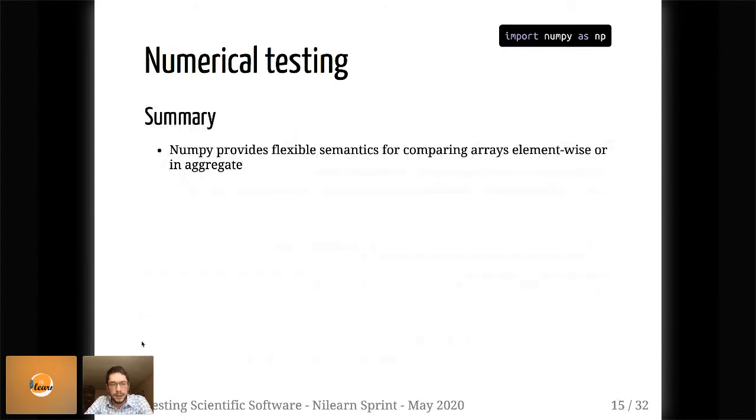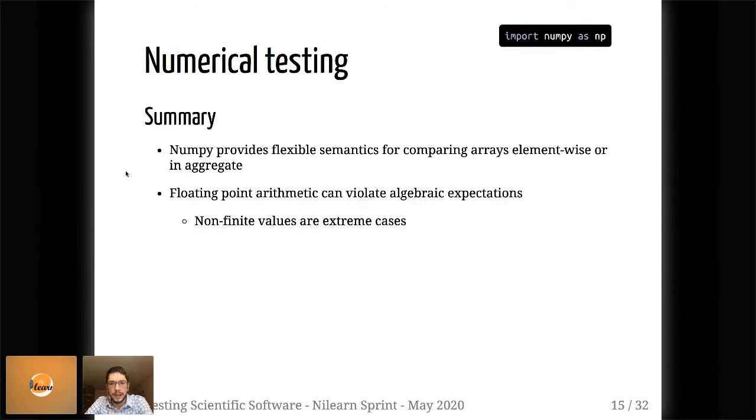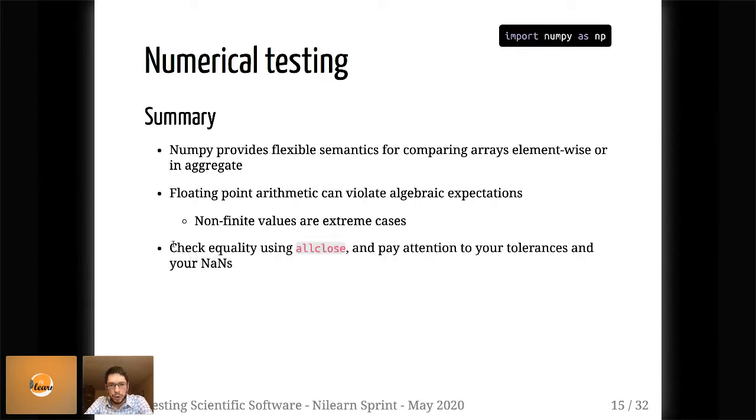So just to summarize the floating point section, NumPy provides flexible semantics for comparing arrays element-wise or in aggregate. Floating point arithmetic can violate algebraic expectations, and non-finite values are extreme cases that require special handling as well. And usually, whenever you're doing numeric things, unless you're positive that you've stayed entirely in the realm of integers, you almost always want to check your equality using allclose. And you want to pay attention to your tolerances and your NaNs. The default tolerances in NumPy break down when you have very small numbers.